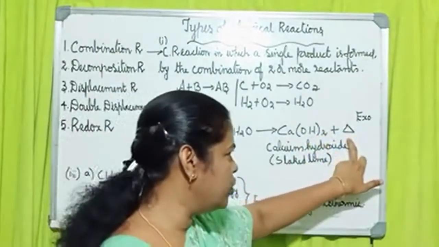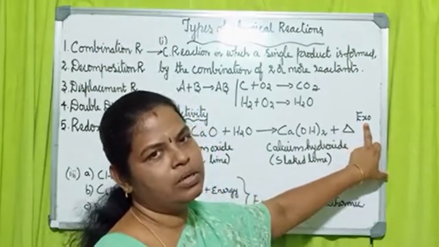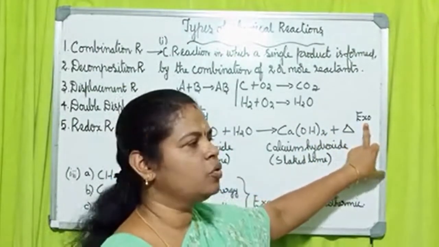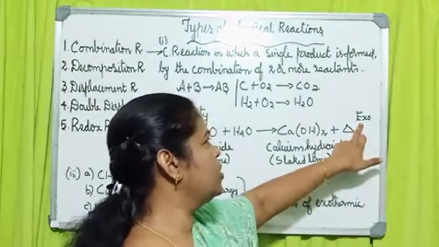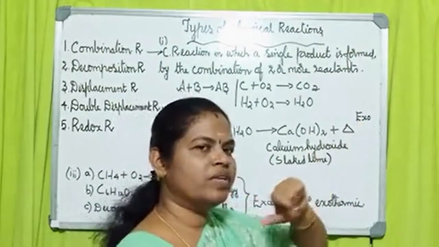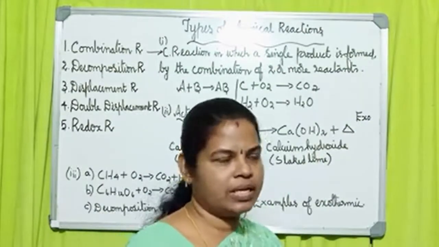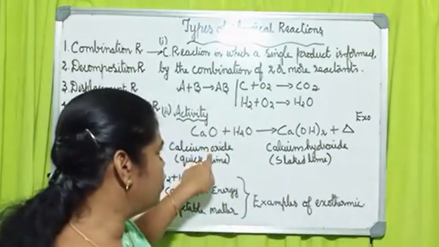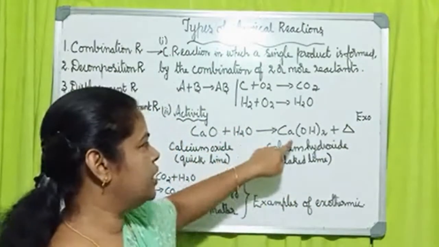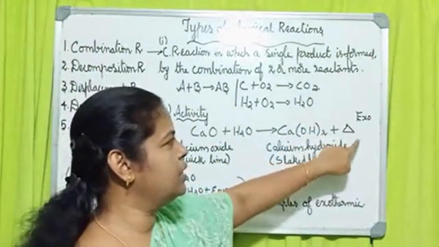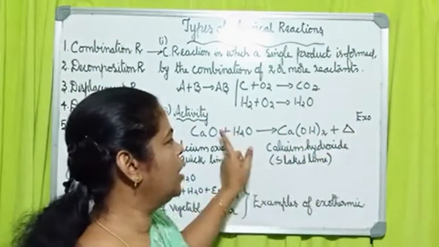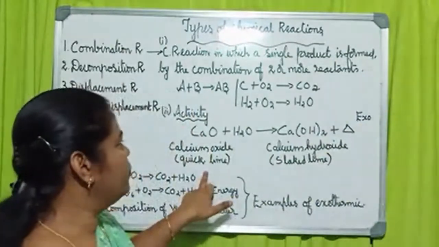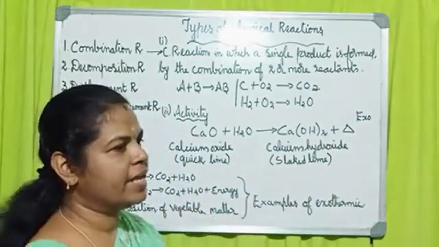If heat is produced, then it is called as exothermic reaction. Okay, heat is given out. So, it is called as exothermic reaction. So, if they ask an example for exothermic reaction, you can write this. Calcium oxide plus water gives calcium hydroxide plus heat. Okay. Now, quicklime, when it combines with water, you will get slake lime, I said.